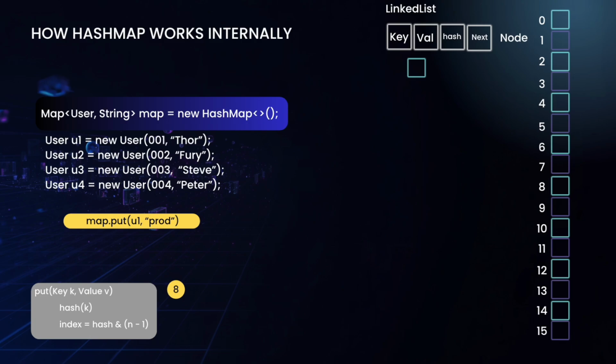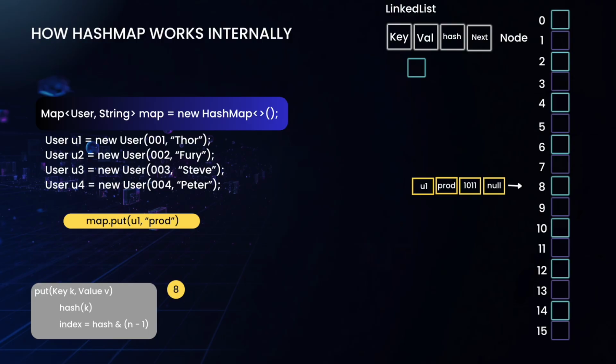Now this value is going to be stored at index 8 in the form of a node. Here u1 is our key and prod is our value, as you see at the top, along with the hash that was generated for this node, and null. Null is the reference for the next node. As of now there is no next node, so it's null itself.